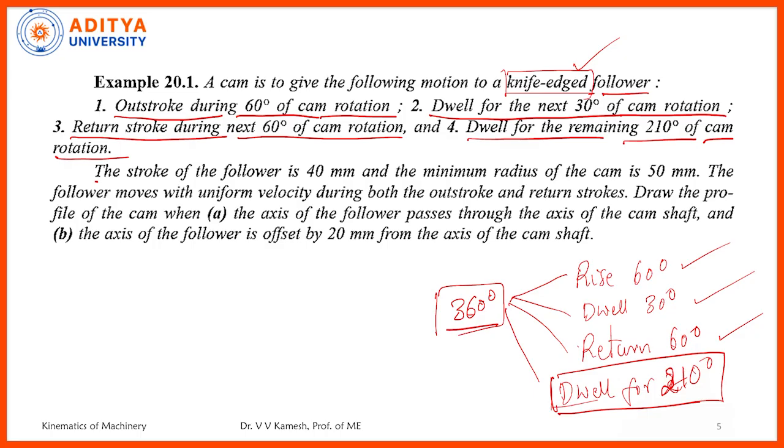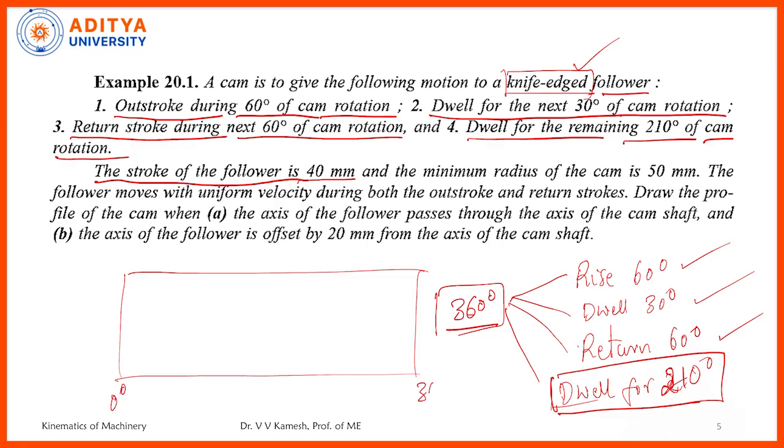Next part, the stroke of the follower is 40 mm. What is the stroke of the follower? How much distance it is able to move from the lower position to the higher position. So, in the displacement diagram, we need to draw a horizontal line from 0 degrees to 360 degrees, and on the same line, draw a vertical line with the stroke of the follower. What is the stroke here? 40 mm. This is one of the data we need to incorporate in the diagram.